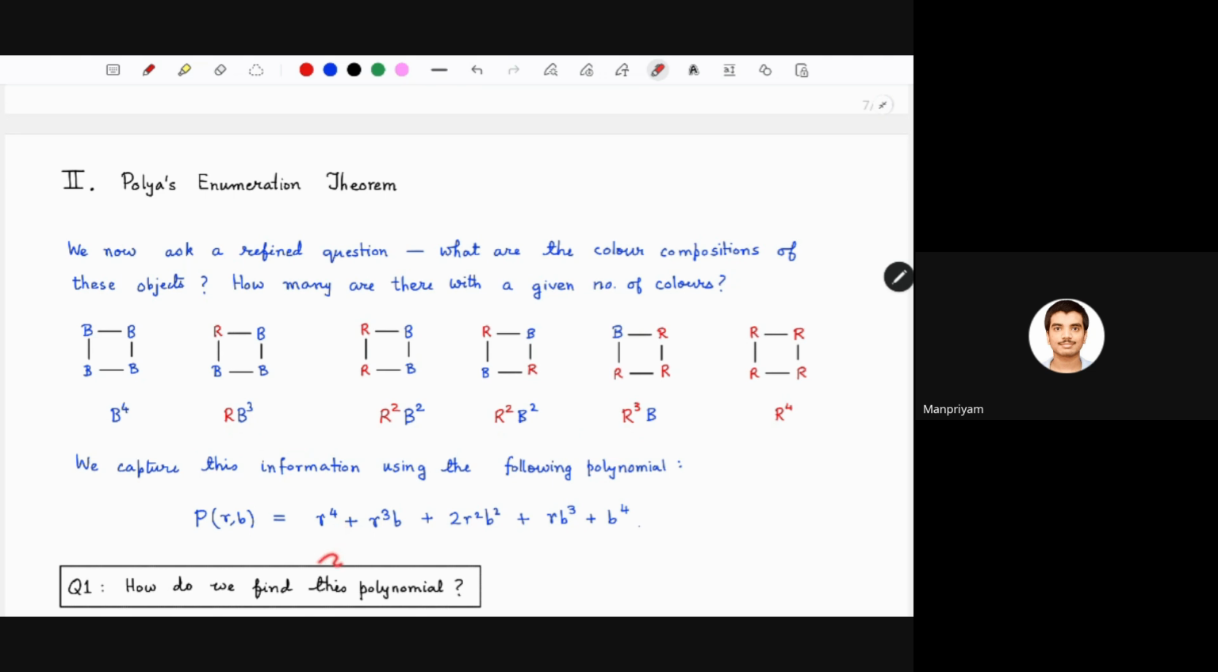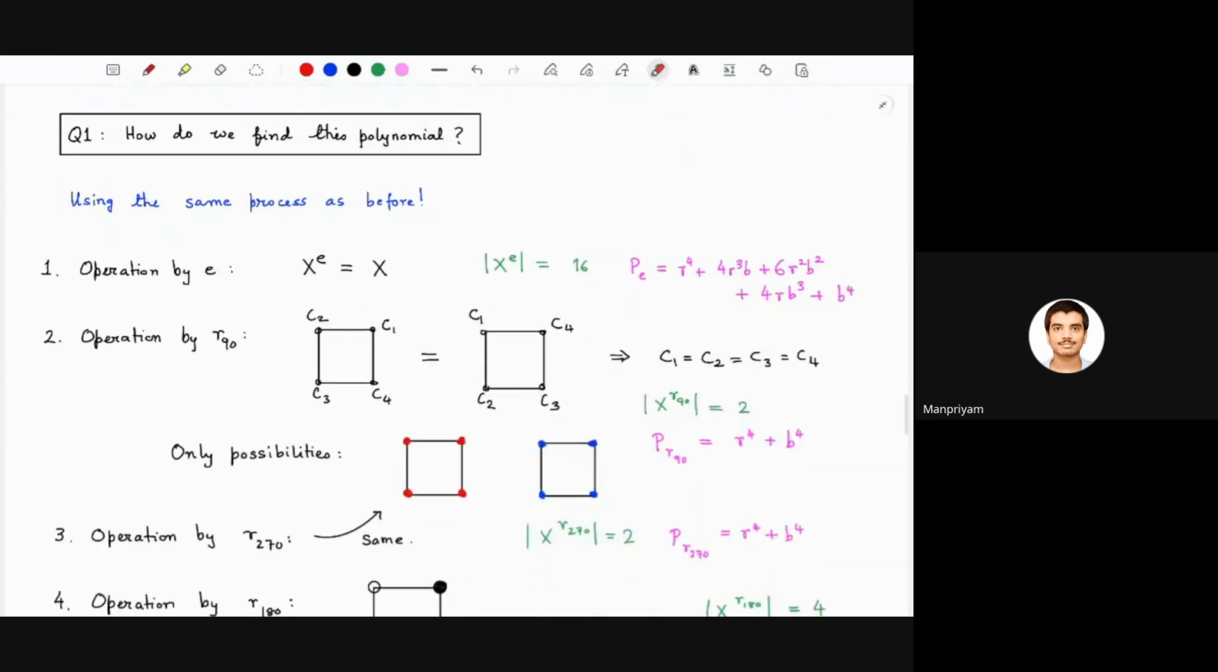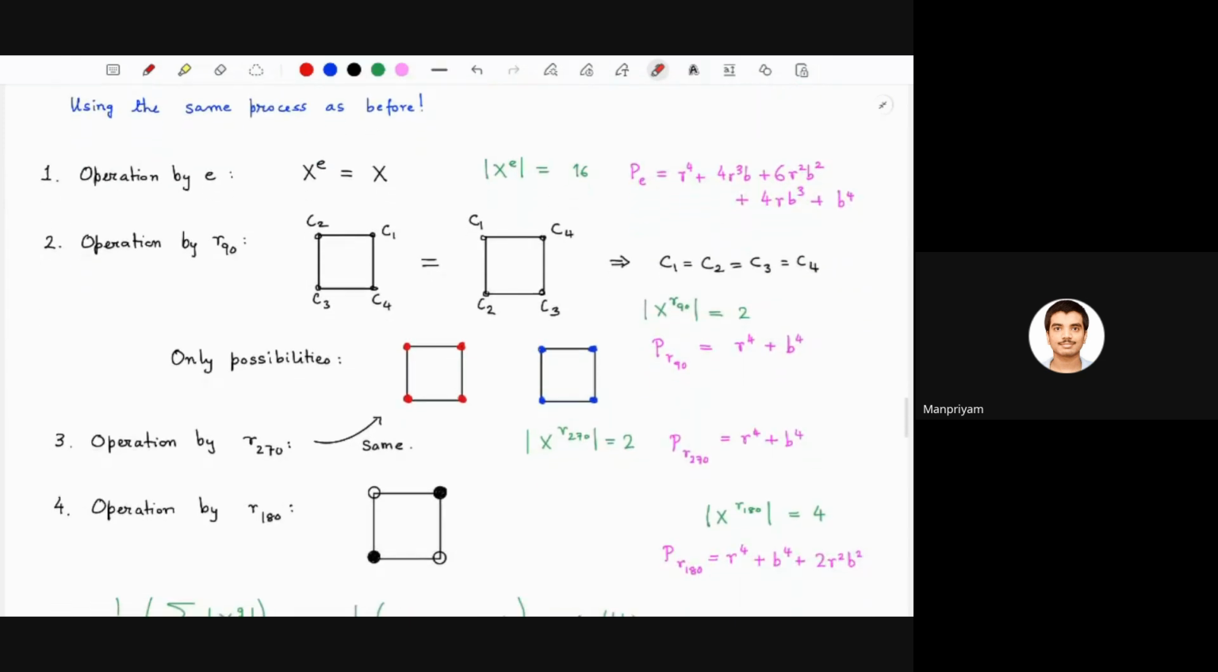So we just take r to the power 4 plus r cube b plus twice r square b square because there's two of them, plus r b cube plus b power 4. How do we find such a polynomial? Here we knew the setup completely, but how on earth do we find this polynomial? Well, the answer is it's exactly the same procedure. In fact, I've copied and pasted this part from the one we had before.